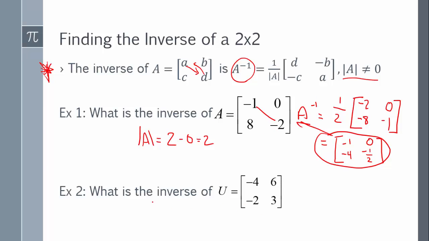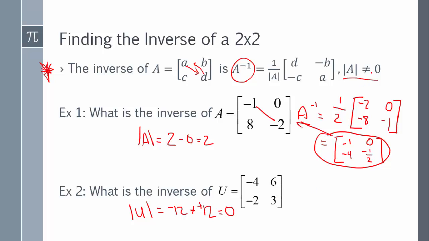All right, let's look at the next example. We'll do the determinant of U, and our matrix U is -4, 6, -2, 3. So we'll do our cross products. -4 times 3 is -12. 6 times 2 is also -12. Uh-oh, the determinant of this matrix is 0.